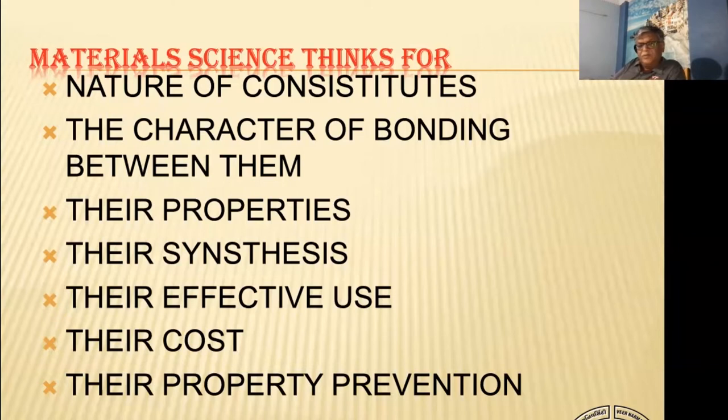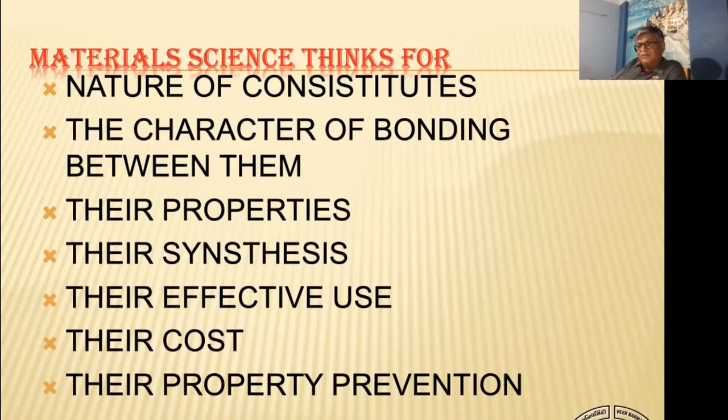So what properties does this material have? Material science thinks about the properties. In the case of properties, we have electrical property, magnetic property, optical property, and so on. They also deal with synthesis: how we can synthesize or manufacture the material. So the synthesis process is also important when we are looking at a material. Cost effectiveness is also very important in the case of a material. In the same way, material science also thinks about effective use.